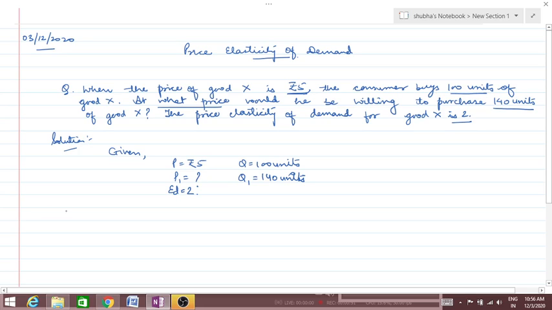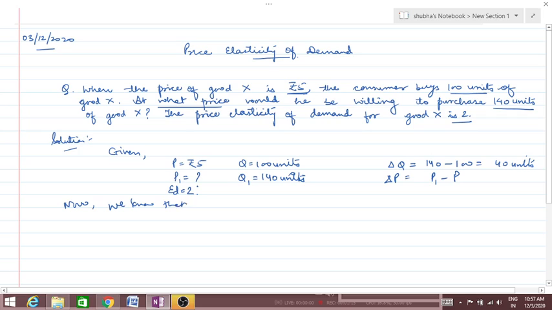Now here we can see what is the change in quantity. Change in quantity is equal to 140 minus 100, that means 40 units. And change in P is equal to P1 minus P. We don't know it, because here we don't know what P1 is. P1 has been asked in the question.